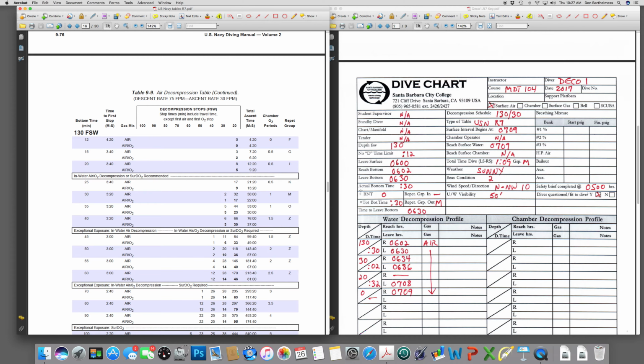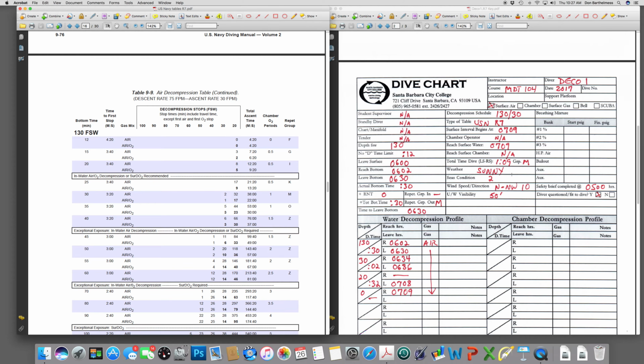Well, where do we find that information? We find it back here on our Navy tables, 130 for 30. If we scroll across, we see the repetitive group is M, right there, and we'll write it on our chart. So at 0709, the diver is an M diver. That's all we care about.